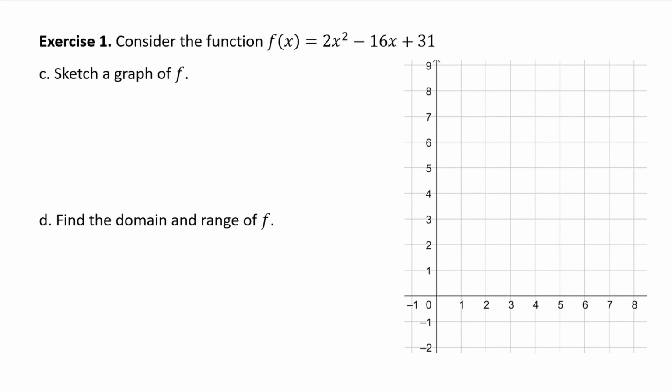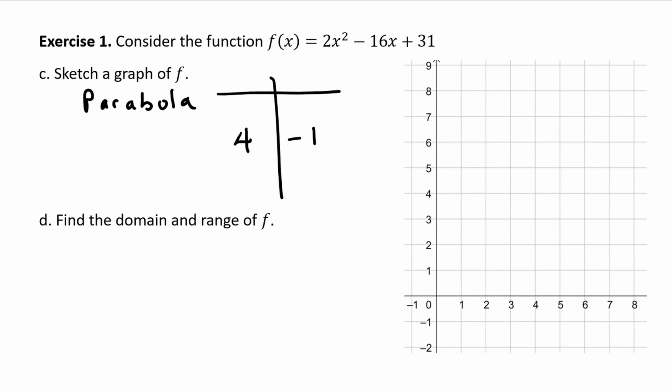Part C, sketch the graph of f. We know that it's a parabola, so let's go ahead and check off that we know that it's a parabola. We also know its vertex, and that vertex was 4, -1. Now we're going to use a little trick of symmetry, and so I'll pick x, f of x, and I'm going to pick a number one less than and one more than the vertex, so I'm going to pick 3 and 5.